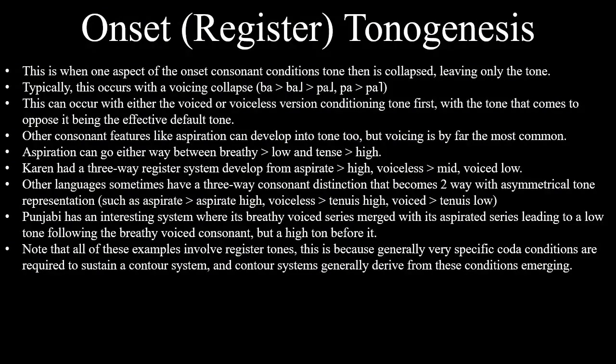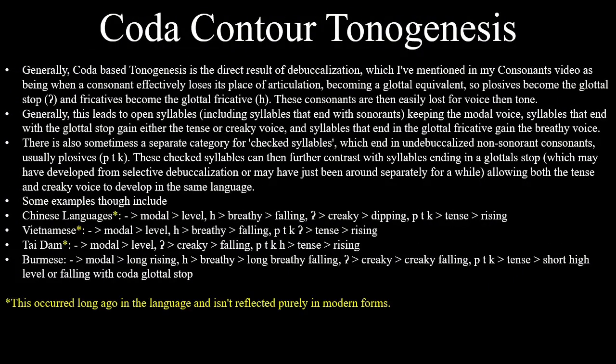Do also note that generally you only get register tones from onsets as a rule of thumb, because contour tones need to have very specific coda conditions to occur, which are of course provided by coda-motivated tonogenesis. Speaking of which, onto coda-based tonogenesis. While onsets usually only result in different registers, codas can go in either the register or contour direction, usually not both at the same time though.